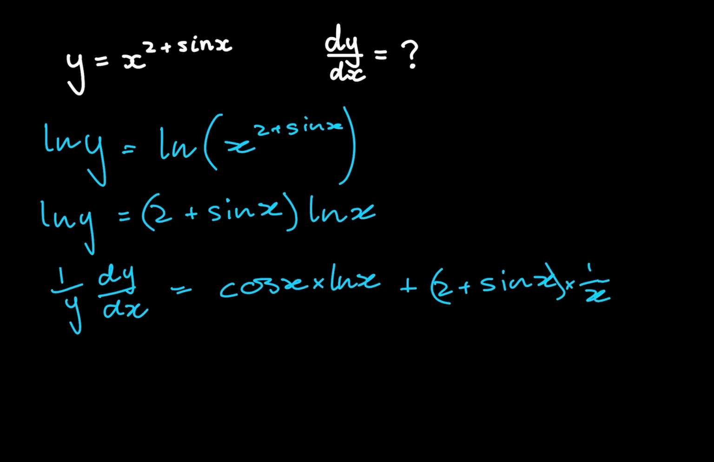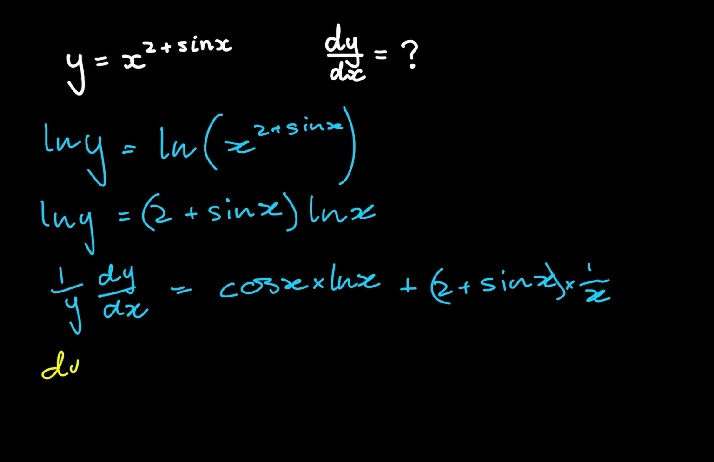Okay, now what you'll notice is that we have dy/dx within our equation now. So now all we have to do is solve for it. And we know what y is in terms of x. It's x to the power of 2 plus sine of x. So that's wonderful because we can now isolate this derivative of y in terms of x.